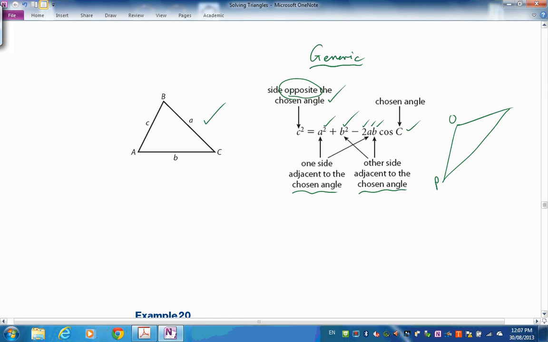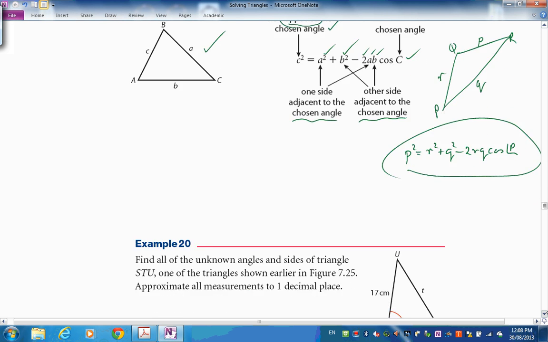Could you do PQR? Do you want to pause the presentation and tell me about finding p? This would be little r and this would be little q. Let's have a go. Little p squared equals the sum of the squares of the other two sides minus twice their product times the cos of the angle opposite. So that's the equivalent rule in PQR land. Let's have a look at some examples now.